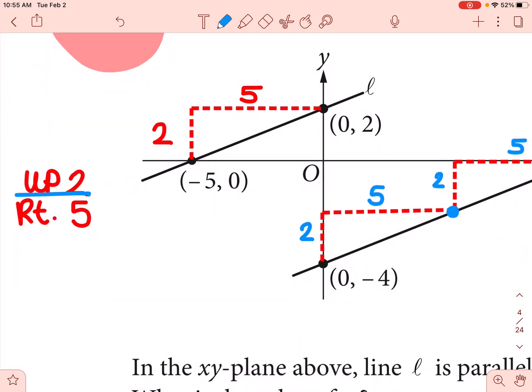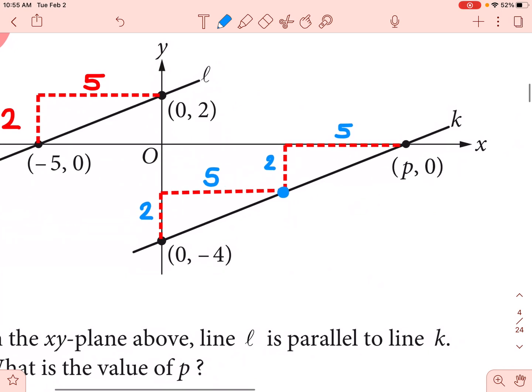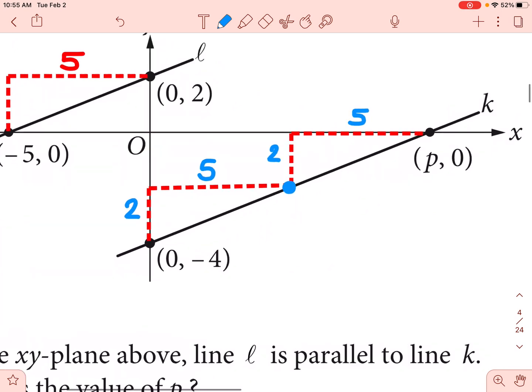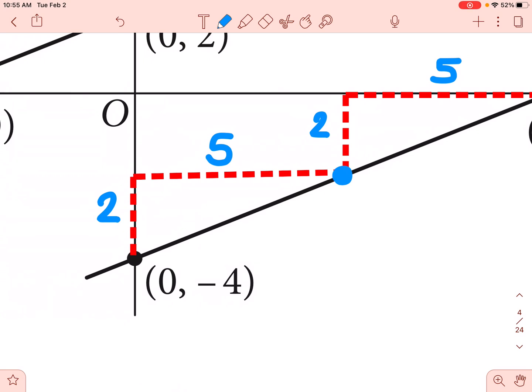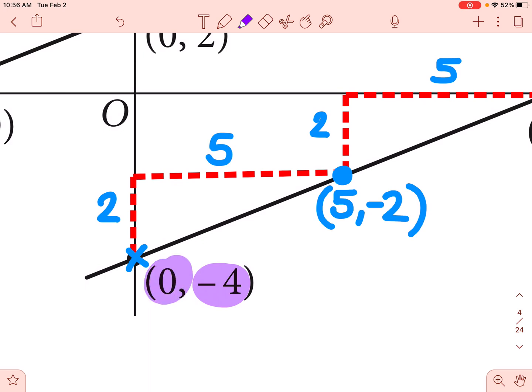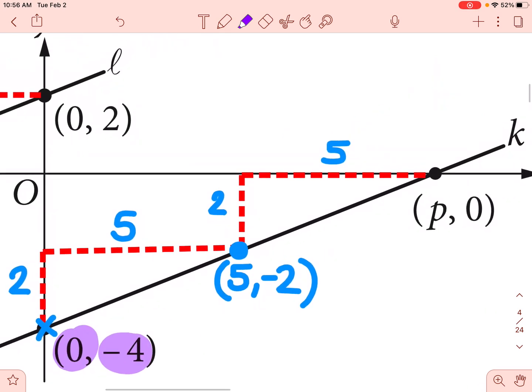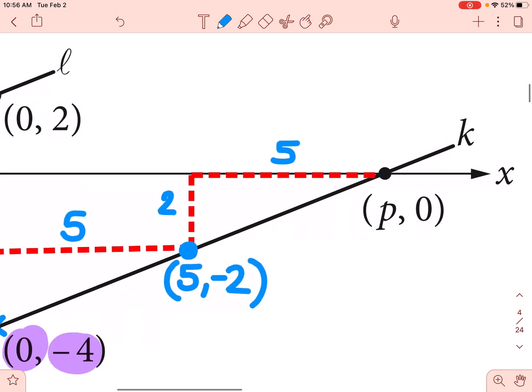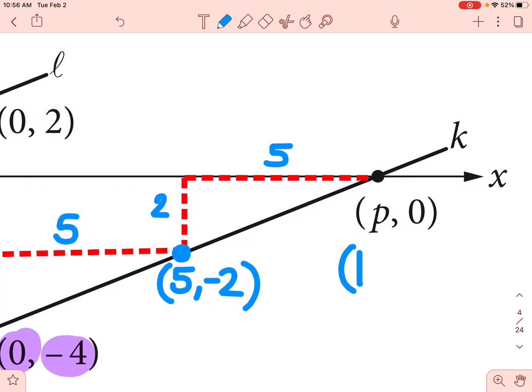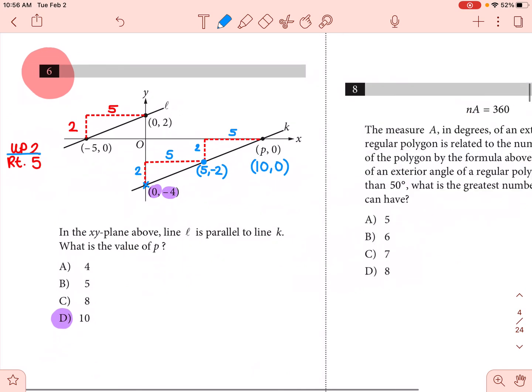Okay, now if I do that pattern again with the next line, knowing that they're parallel means they have the same slope. So given that information from this first point, 0, negative 4, if I go up 2 and right 5, I'm going to be at the point 5, comma, negative 2, right? Because I went up 2 from negative 4, and I also went right 5 from 0. Now, if I continue that pattern, I go up 2 again. Now I'm going to be on the x-axis, and I go another 5 over. I'm going to be at 10, 0, which is the answer. The value of p in that point is going to be 10.